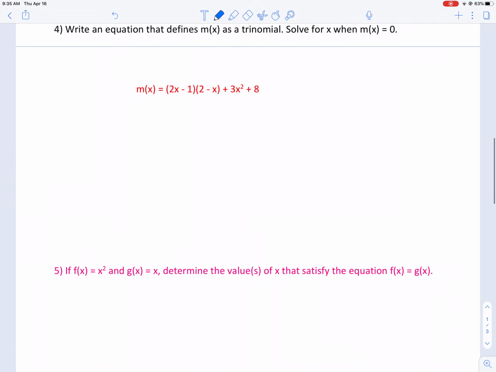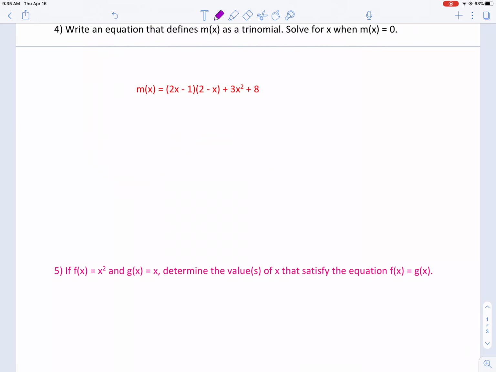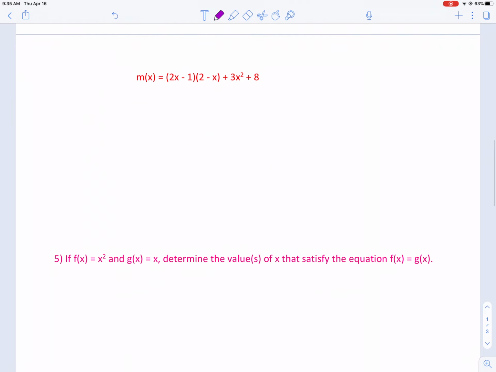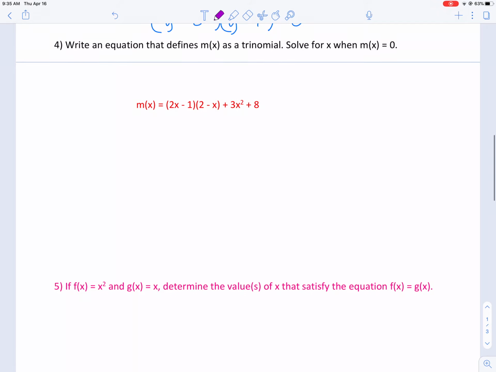Okay, let's try this guy. I'm going to go purple. Okay. So in this next one, they say write an equation that defines m(x) as a trinomial and then solve for x when m(x) = 0. Okay, so let's talk about this one. You have parentheses next to each other. Everybody sees this. You have to do a double distribute or set up a box.